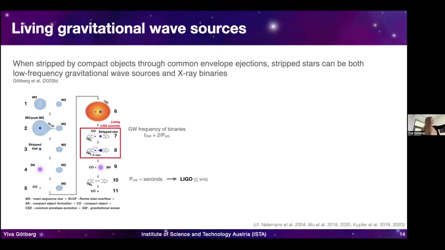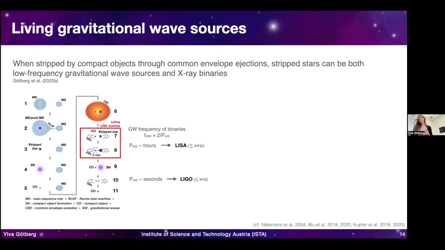So these compact object mergers, like the neutron star merger, they have orbital periods of seconds. That translates to frequencies in the LIGO band. But in this case, you can have something like hours, which is about the LISA band. So I'm quite excited about the LISA launch because I think it's going to be really nice to be able to see gravitational waves from living sources.